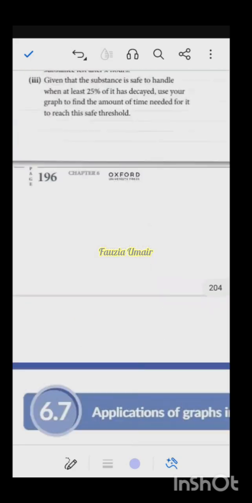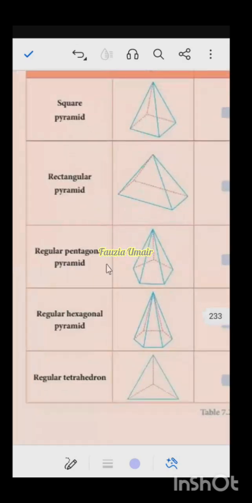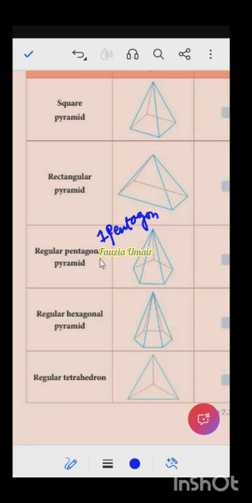If it's a pentagonal pyramid, how many faces? 6. So 1 base, which is a pentagon, and 5 sides, so 5 triangles, right? The same is the case here. How many faces will a hexagonal pyramid have? 1 hexagon and 6 triangles, so in total 7 faces.